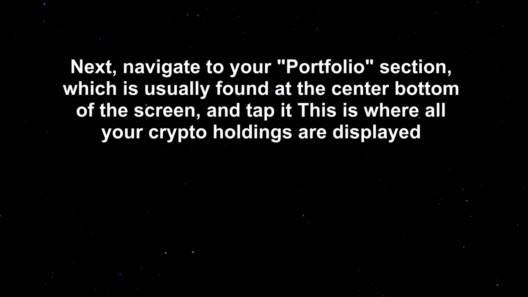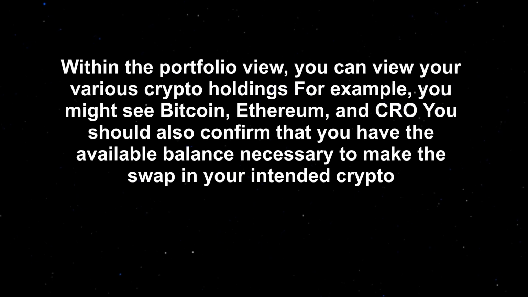Next, navigate to your portfolio section, which is usually found at the center bottom of the screen, and tap it. This is where all your crypto holdings are displayed. Within the portfolio view, you can view your various crypto holdings. For example, you might see Bitcoin, Ethereum, and Cro. You should also confirm that you have the available balance necessary to make the swap in your intended crypto.